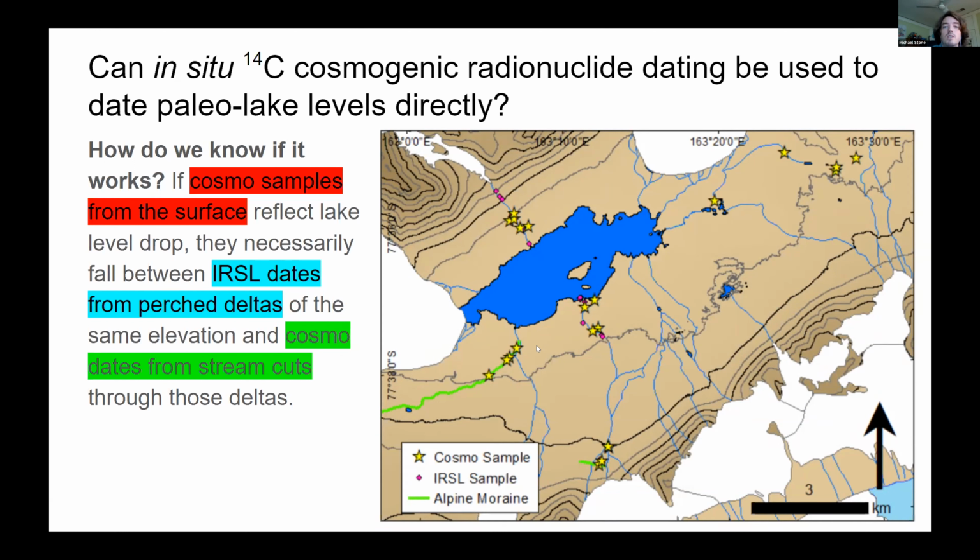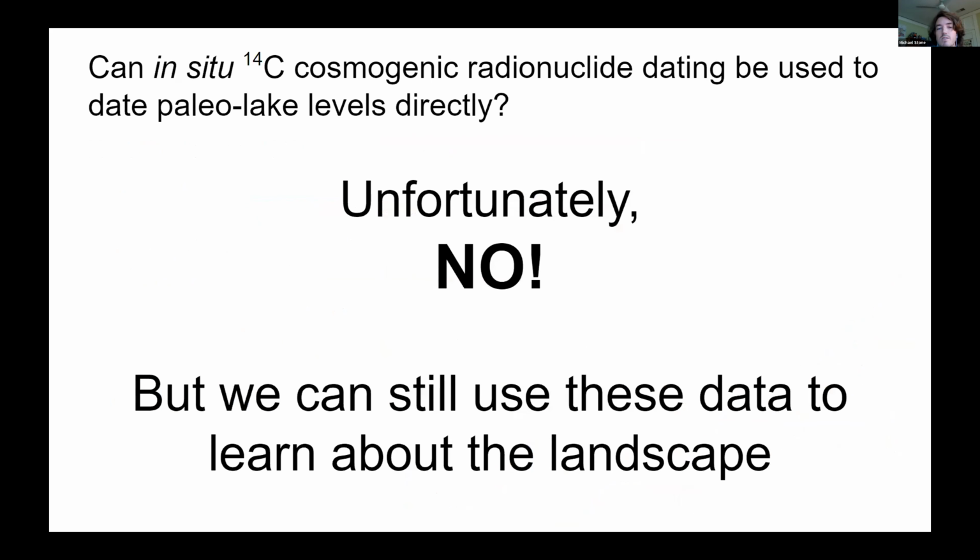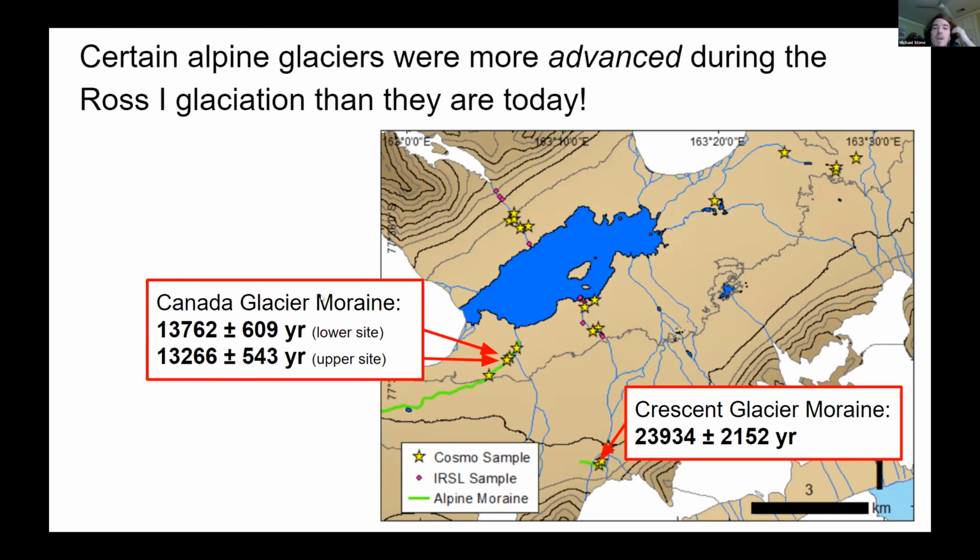And so to answer the question above, while we don't have all the data in yet, so far the answer is no. But because we collected samples strategically, we've still been able to use these data to learn about the landscape. The big thing I'll focus on today is looking at the glaciers. What we learned is certain alpine glaciers were actually more advanced during some parts of the Ross I glaciation than they are today. We have 2 of 4 dates back from Canada Glacier.